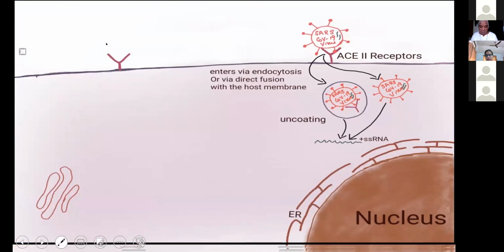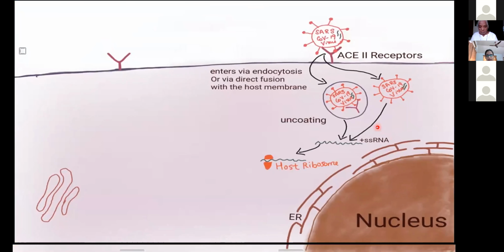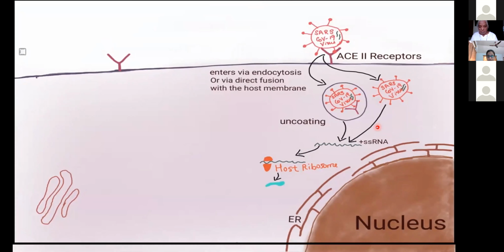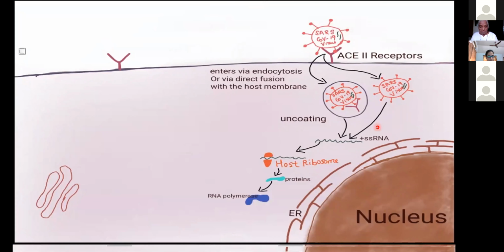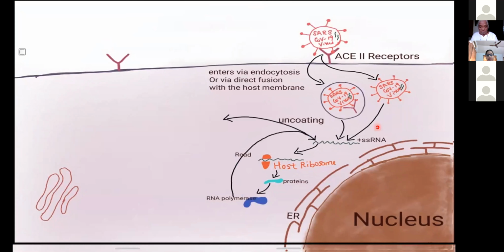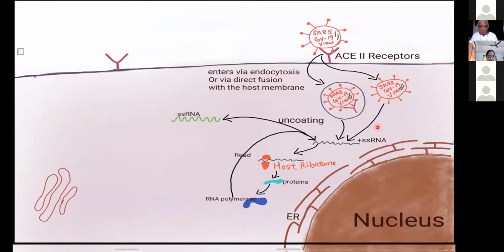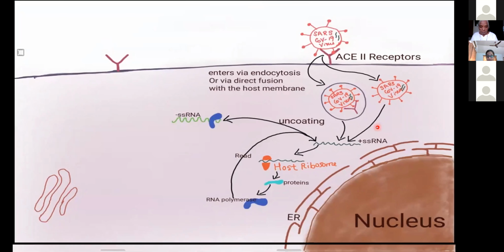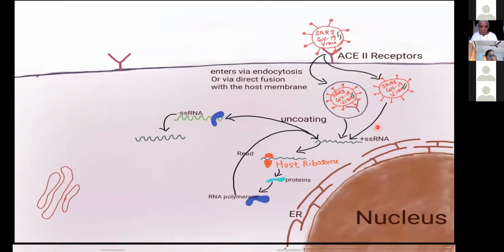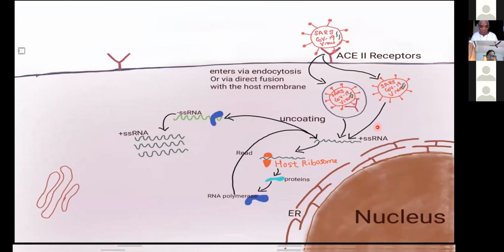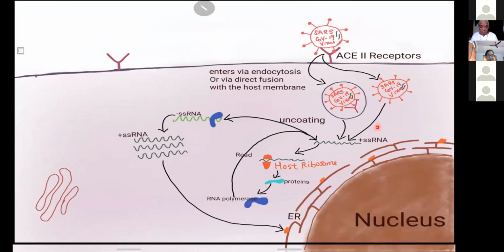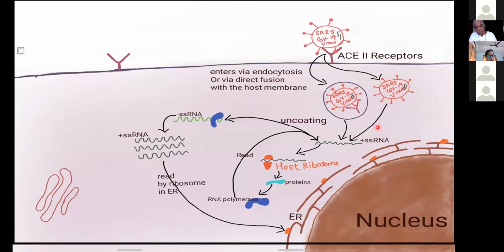after which it undergoes uncoating to produce a positive sense single-stranded RNA, which is read by the host ribosome to produce a protein, which produces an RNA polymerase. This RNA polymerase reads the positive sense single-stranded RNA to produce a negative sense single-stranded RNA, which is again read by the RNA polymerase to produce not one, but many positive sense single-stranded RNA, and these are taken to the endoplasmic reticulum, which is read by the ribosomes in the endoplasmic reticulum for what?